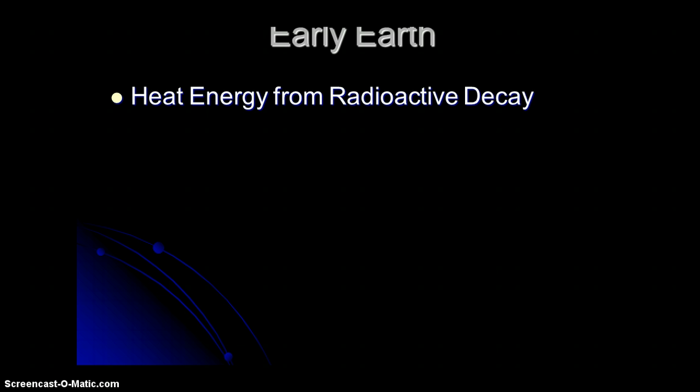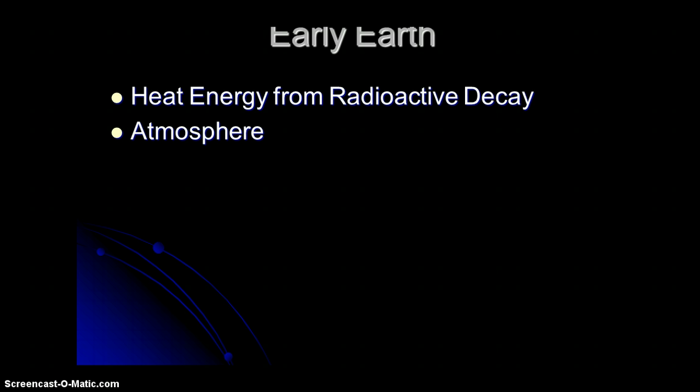Okay, so if we look at the early Earth, like you watched in the video, you know that it was very, very hot. And a lot of that heat energy came from that radioactive decay. Remember, that radioactive decay is what we just talked about with determining the age. They're using that ratio of how much radioactive decay it has in it to determine how old the Earth is. But it also releases a lot of heat.